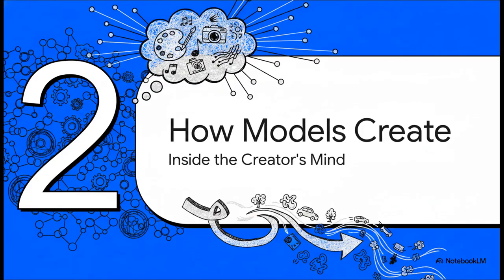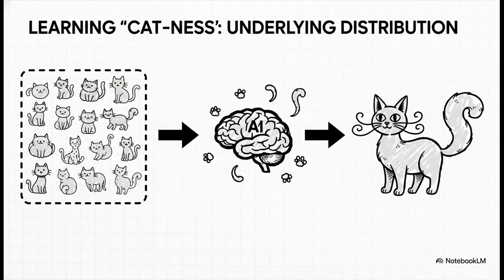Okay, so the big question is, how does a model go from just processing a bunch of data to creating a masterpiece? What's actually going on inside the creator's mind, so to speak? This right here, this concept of underlying distribution is where the magic happens. It sounds technical, I know, but think of it like this. Instead of just memorizing a million photos of a cat, the AI learns the essence of what makes a cat a cat. It learns the patterns, the relationships between pixels, the probability of shapes and textures. Once it understands that deep structure, it can generate a picture of a cat that's completely new, but it still feels right because it follows all those unwritten rules.